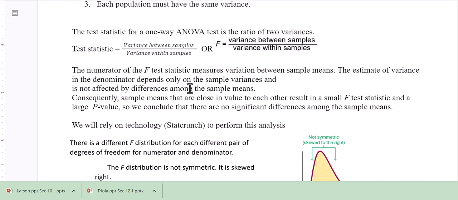So essentially, with variance between samples, you're seeing how the means differ, right? In our example, we have 4 means. Are they all close together or are they far apart? That's the variance between samples. Now the variance within samples is talking about each sample itself. How do the data values in that sample vary from their own mean, right?